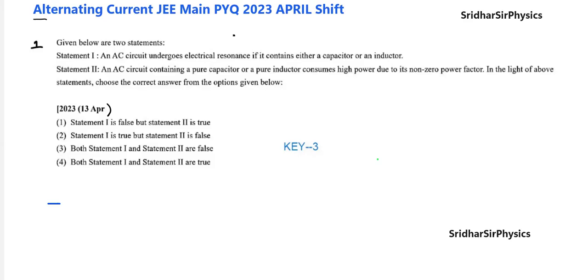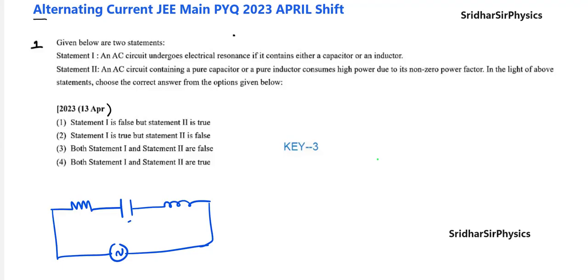So we know this is the basic diagram for electrical resonance. There must be a resistor, capacitor, and inductor, and an AC source. So this is C, L, R, and this is the frequency. And the resonant frequency of this circuit is 1 by 2 pi under root of LC. Okay, agree with this. This will be your resonant frequency.